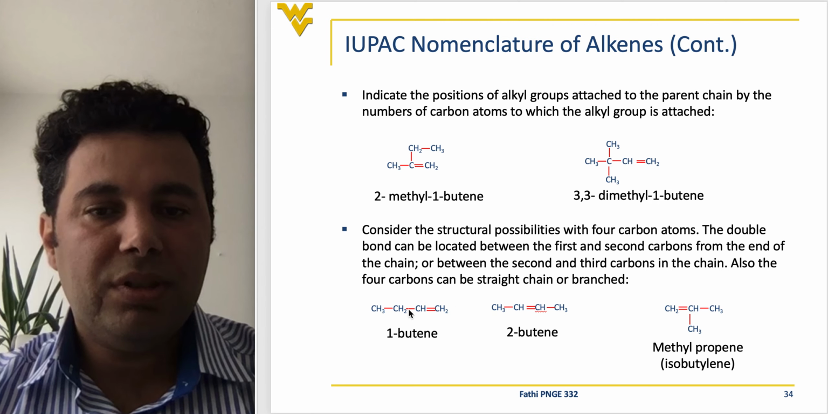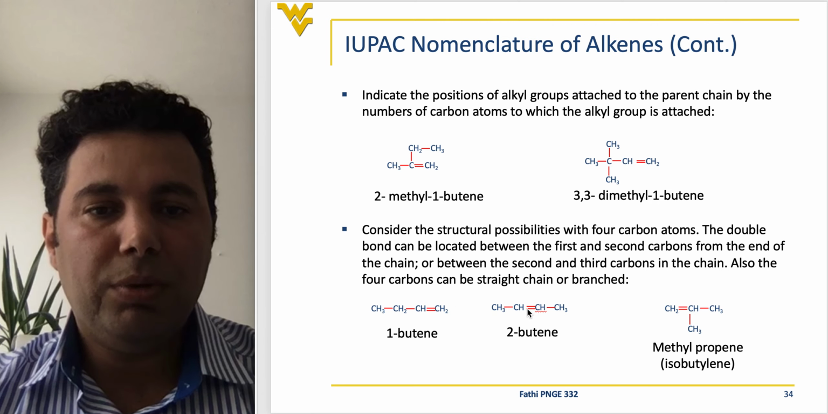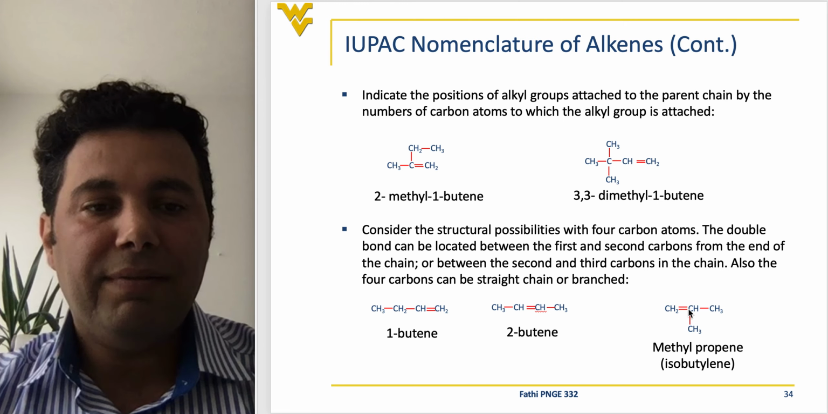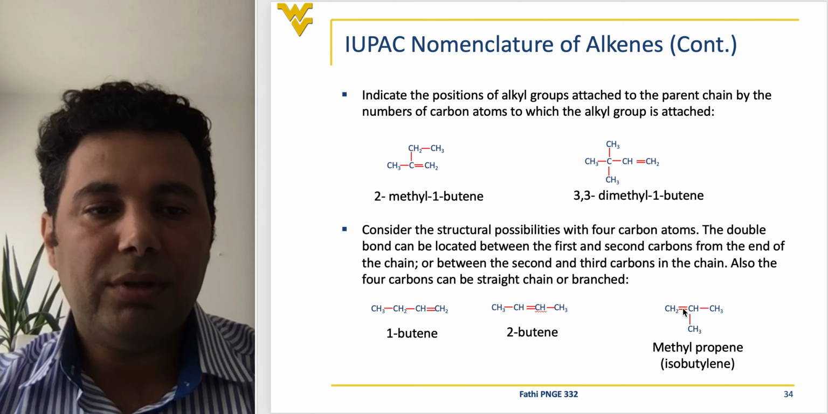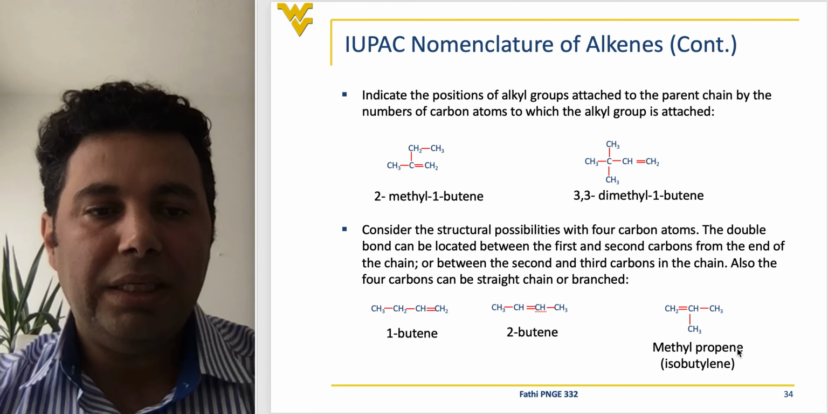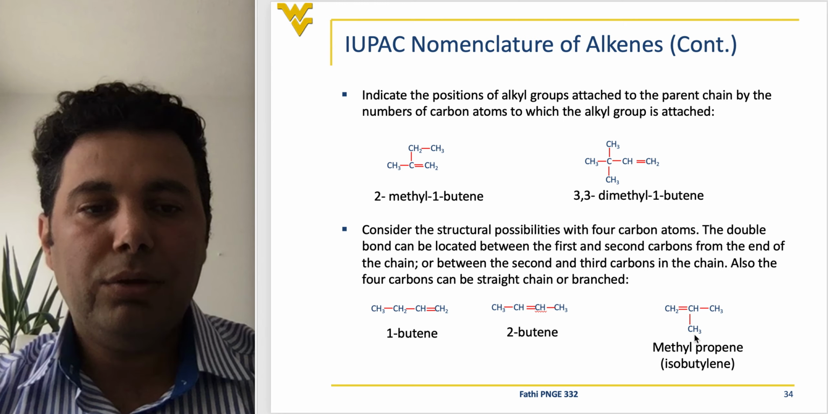The same is the similar structure, but this time the double bond is on the second carbon. So it becomes 2-butene. And here, basically, I have another structure, which I have the double bond. So I know it belongs to alkene. Name ends up with ene. But this time, the longest chain has three carbons. So it's propene. And then I have a methyl group as a branch. So it becomes methyl propene.